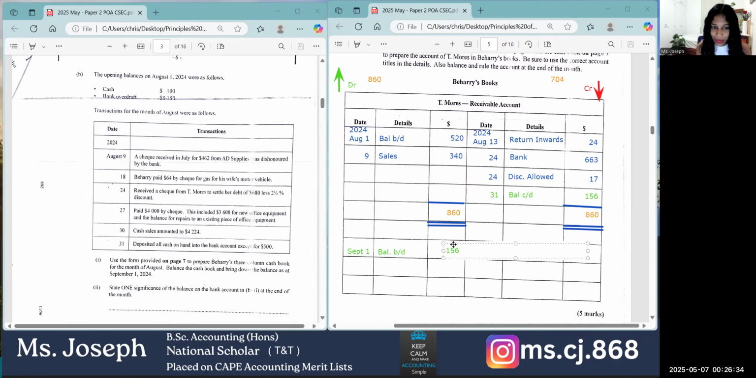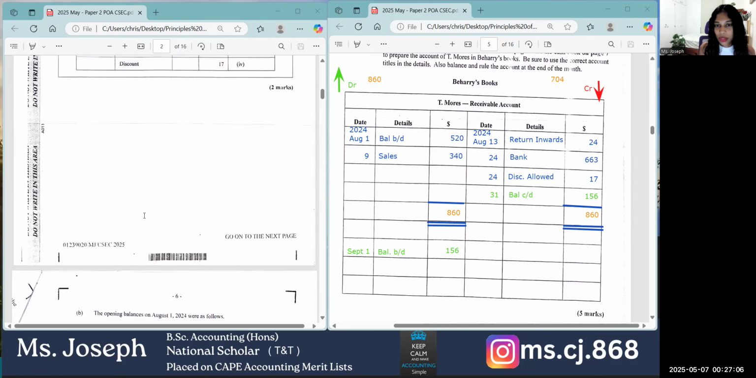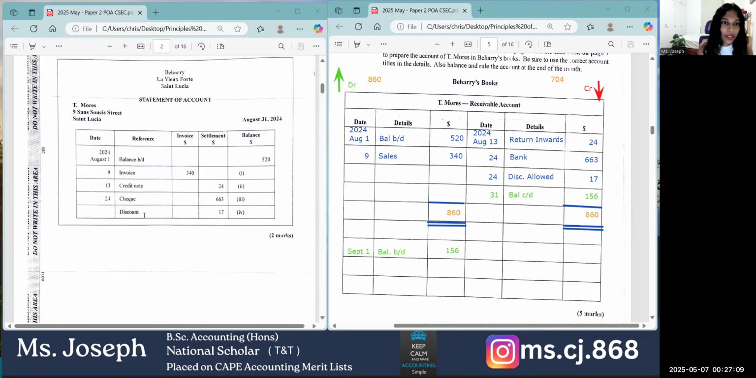156. Now, they didn't ask you this, but what is the significance of that $156 at the start of September? It means that based on all the sales to T. Morse and the payments that he made to us, the remaining balance that he has owing to us is $156. Right, and this figure will match part A of the question, your statement of account. It will be the same figure if you check it back.